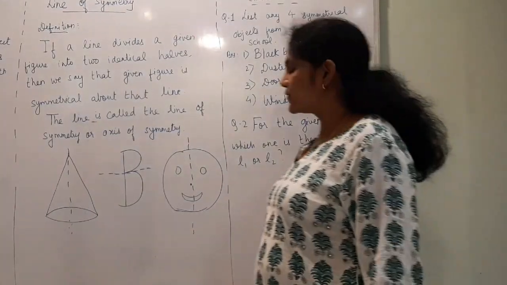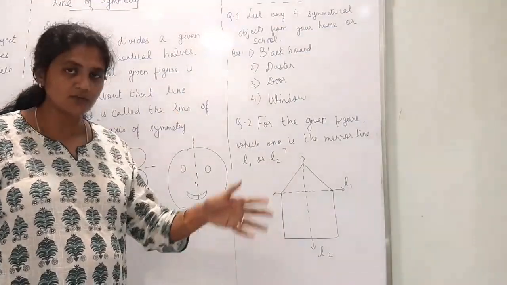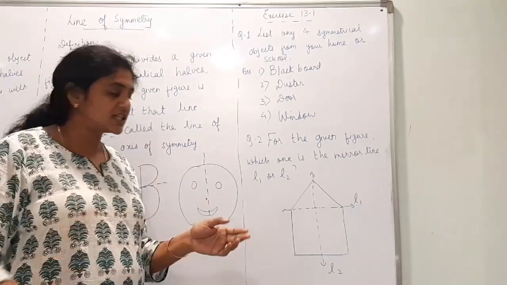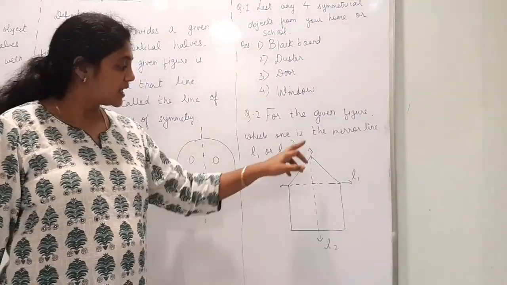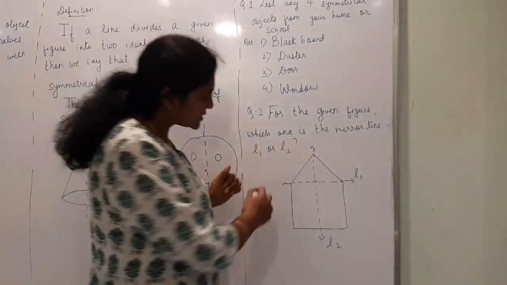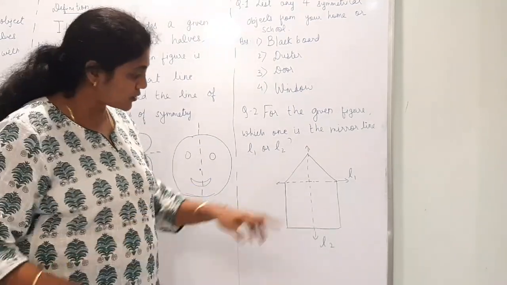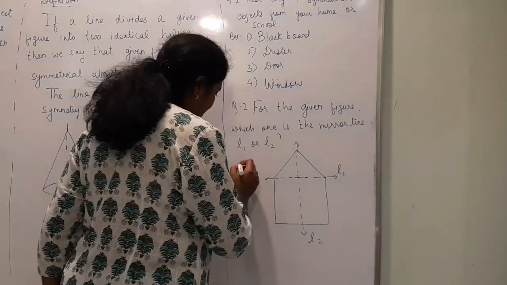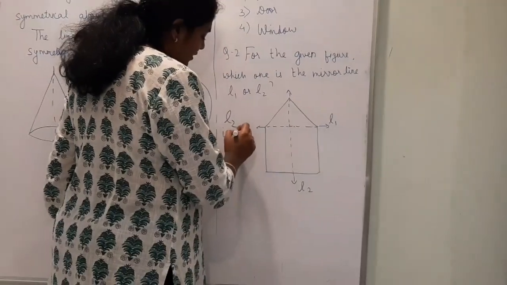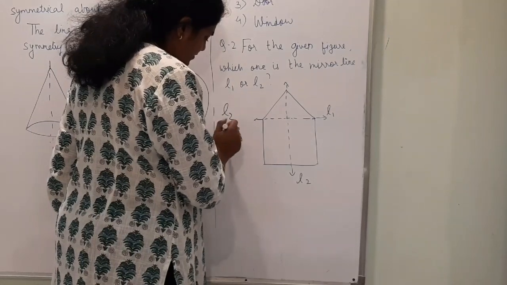Then for the given figure, which one is the mirror line? Mirror line means line of symmetry. They should match each other. L1 or L2? L1 अगर रहेगा तो हॉरिजॉन्टल है तो ऐसा फोल्ड करोगे तो मैच होगा नहीं. What will be the line of symmetry then? L2. So you can write in the textbook, L2 is the mirror line or line of symmetry.